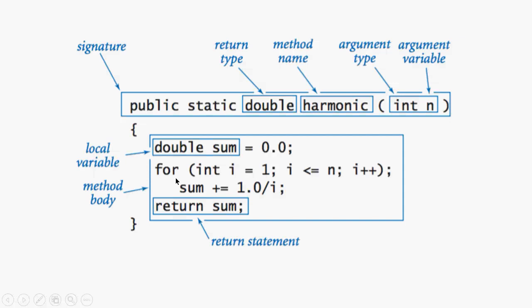And here you can see there is a for loop. We will discuss loops later, and this whole thing is called the method body, and here there is a return statement. This returns the sum. So it took some numbers, iterated, calculated the sum and returned the sum. So this is the anatomy of a method.